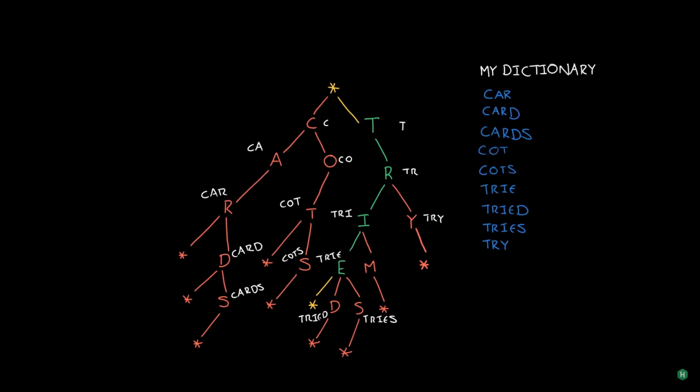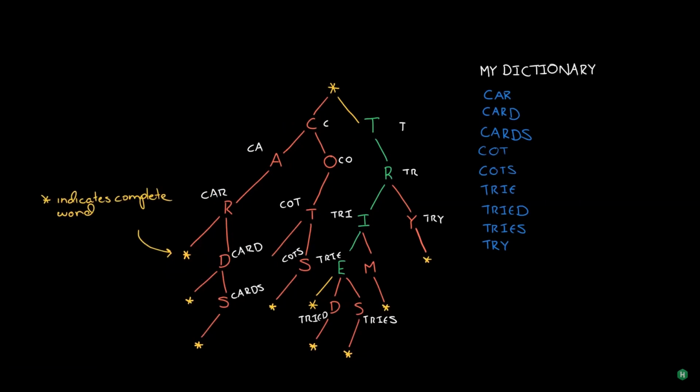Yes, there are. There's car, that's actually a complete word, but there's also card. So car is also a prefix. So it allows us to do very fast lookups. So let's talk briefly about the implementation of it.